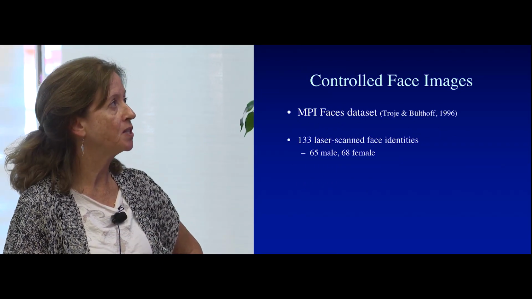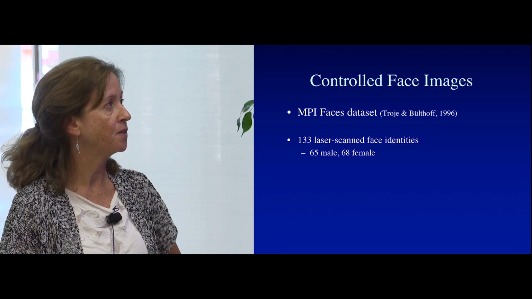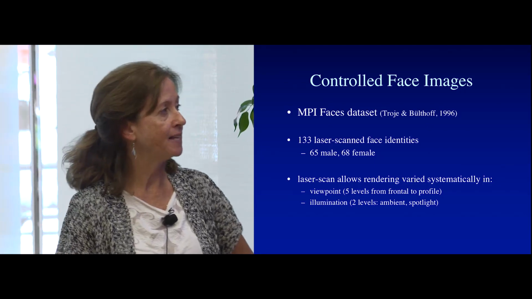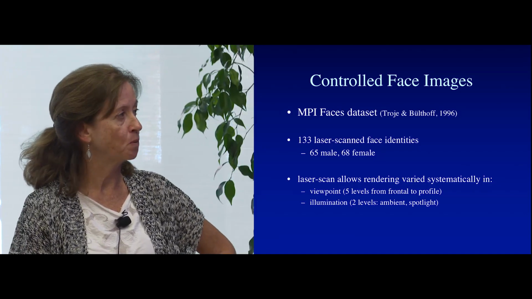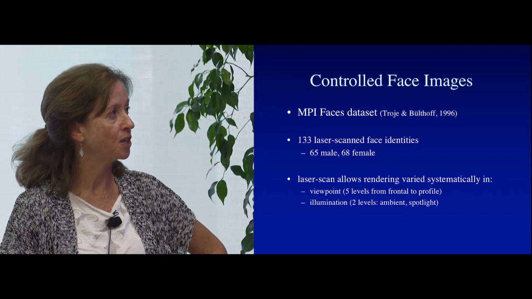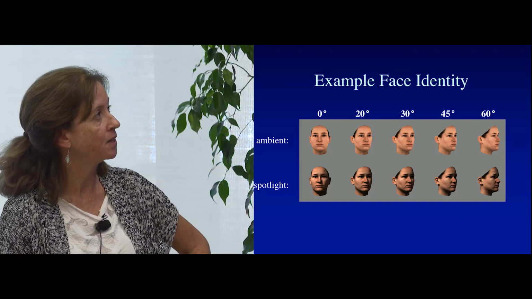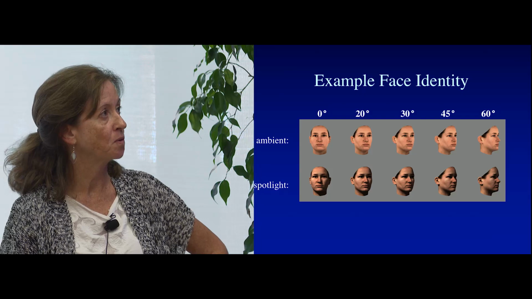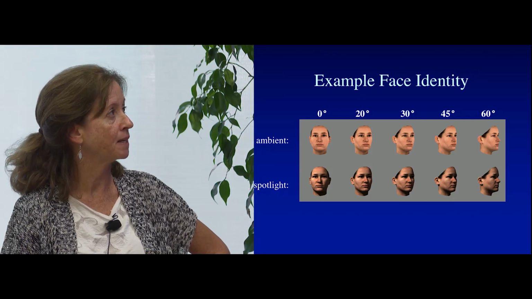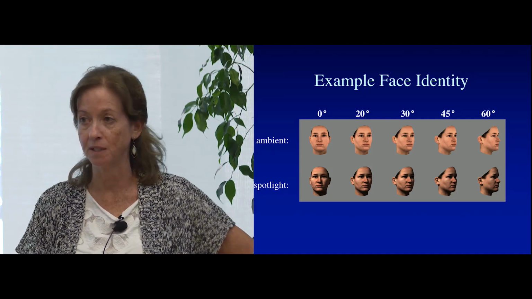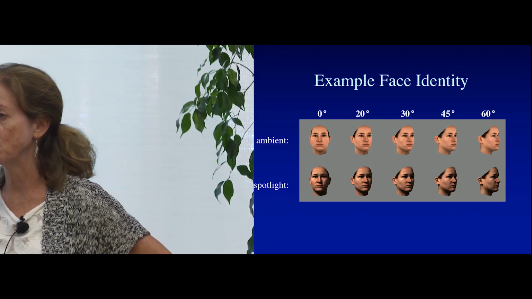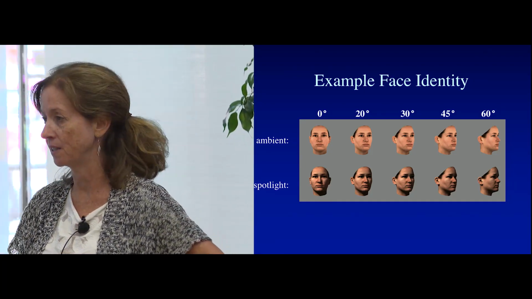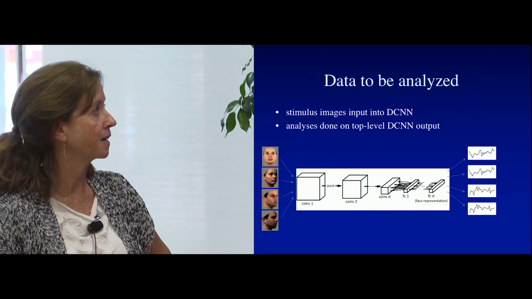So the controlled images came from the MPI data set, 133 laser scans, half male and half female, and these were rendered systematically with changes in viewpoint and illumination. Picture worth 1,000 words here. So here's a particular identity, and it was rendered from 0 through 60 degrees under ambient illumination versus harsh spotlight illumination. So the network has the very challenging task of grouping these all together as the single identity. Okay, so it's a difficult task.